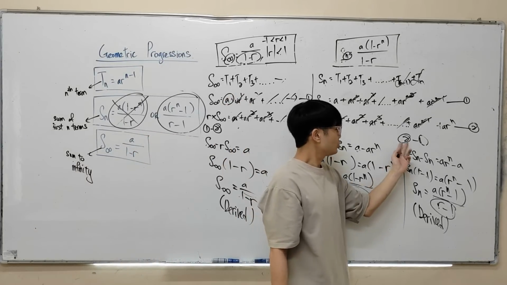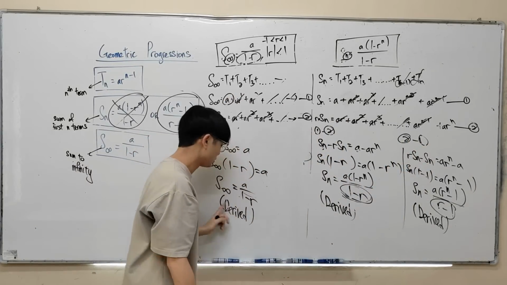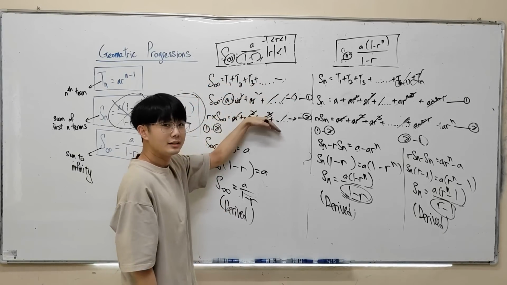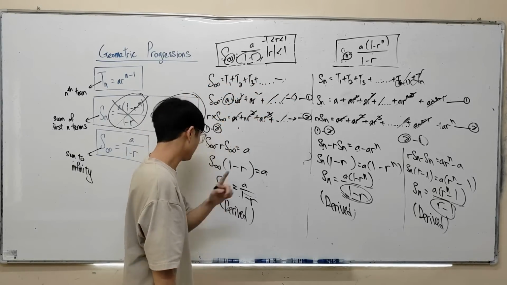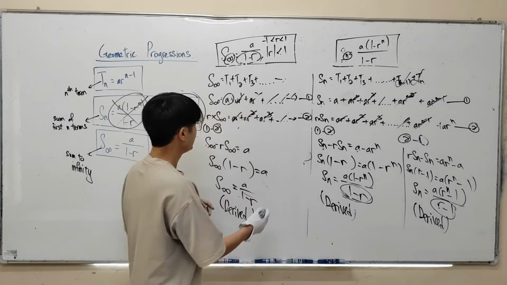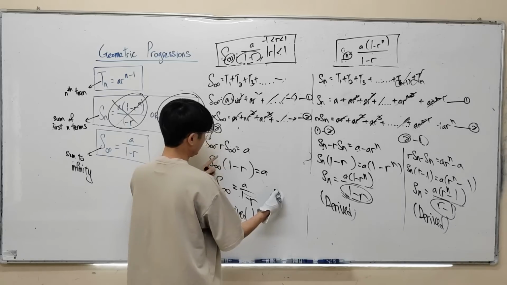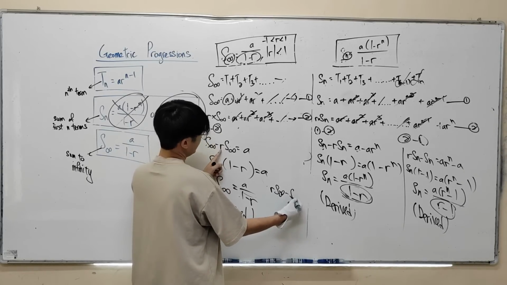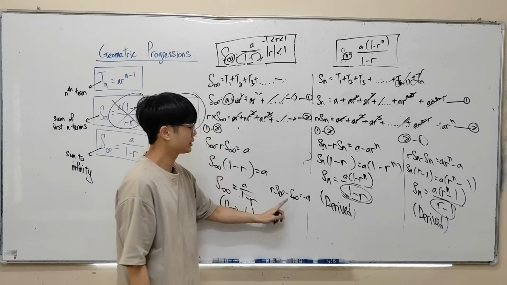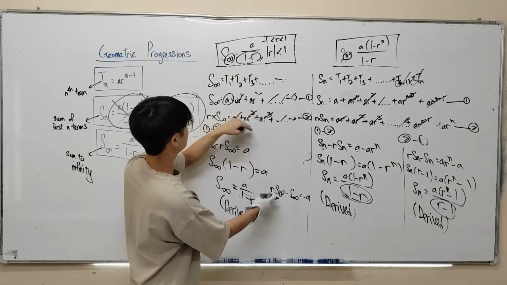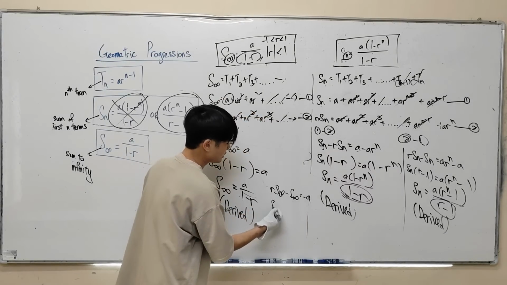Let me tell you, if you take 2 minus 1, you will get this also. Just now I took 1 minus 2, but if you take 2 minus 1, you can also get this. But you have to do some extra working. Because if you take 2 minus 1, you will end up with something like this: R S infinity minus S infinity equals negative A. You get something like this if you take this one minus this one. R S infinity minus S infinity, and then you get negative A. But you will get the same answer.